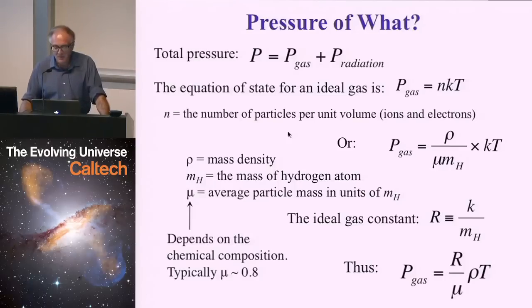So I remember what the ideal gas constant is. It's the Boltzmann constant divided by the atomic mass unit or mass of hydrogen. And then you can express this as what's really a somewhat familiar relationship from thermodynamics, that pressure is the gas constant divided by mu, times density, times the temperature.